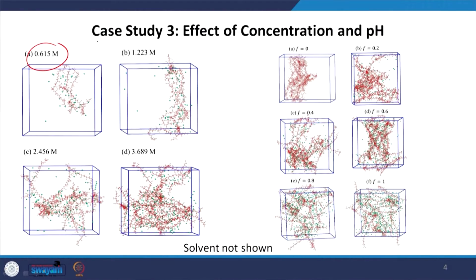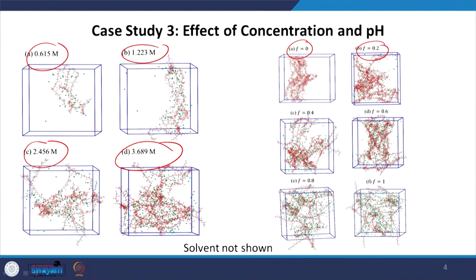So, next we can look at the effect of concentration and the pH. In this case I am simulating for different concentrations of the repeat units, and the results are quite natural. The system appears to be more dense as I go to higher and higher concentrations, but then we further analyze this data to look at how the hydrogen bonding and all those things depend on the concentration. Similarly, we can do the effect of pH by simulating at different values of F.